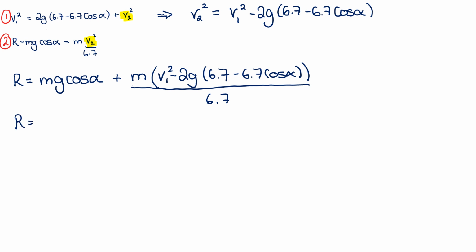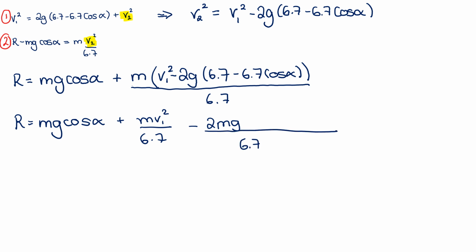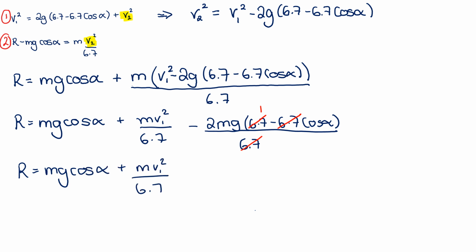So we're going to leave that first piece as it is, cos alpha, and I'm going to break up the second fraction. So I get mv1 squared over 6.7 minus 2mg all over 6.7, 6.7 minus 6.7 cos alpha. Now we can see in the second fraction that tidies up a little bit for us. So we end up with mg cos alpha plus mv1 squared over 6.7.